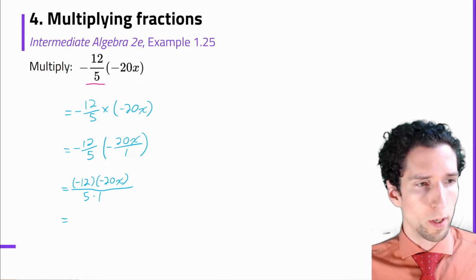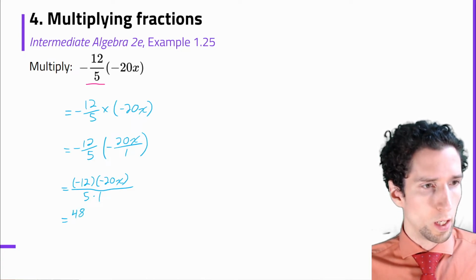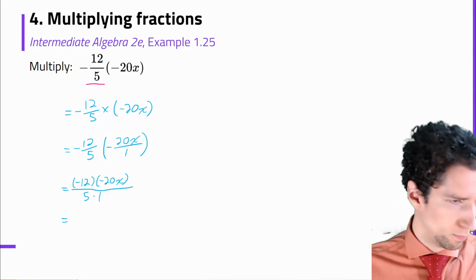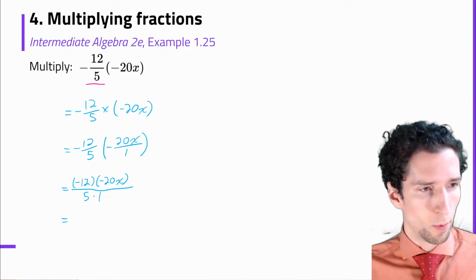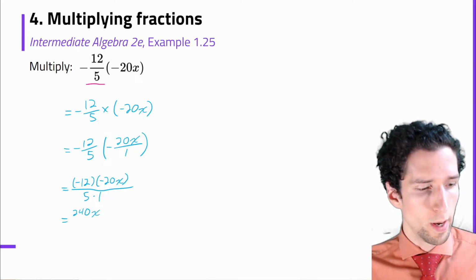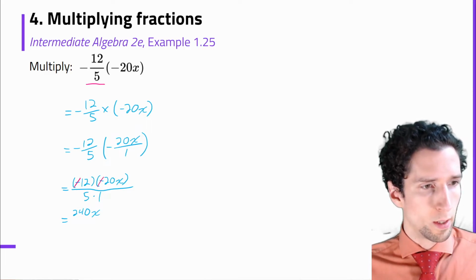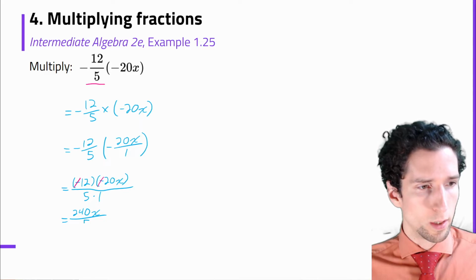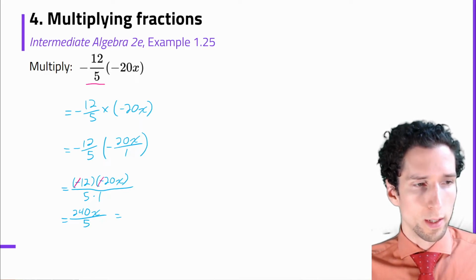So on the top here, that is going to be 480, sorry. I'm remembering the answer, and that's messing me up. 240 here. 240x, the two negatives are canceling out here. And then on the bottom, that's obviously just 5, and we can simplify that.